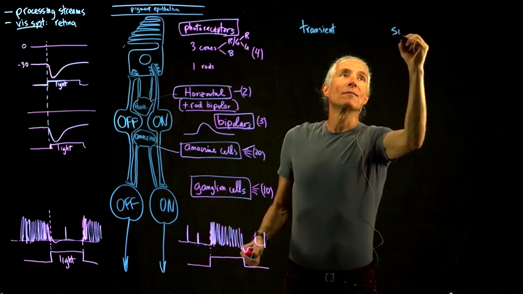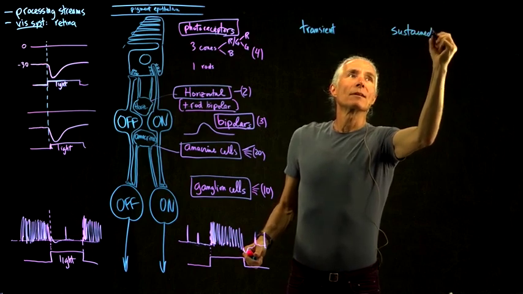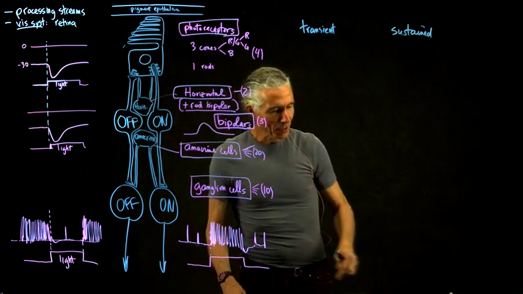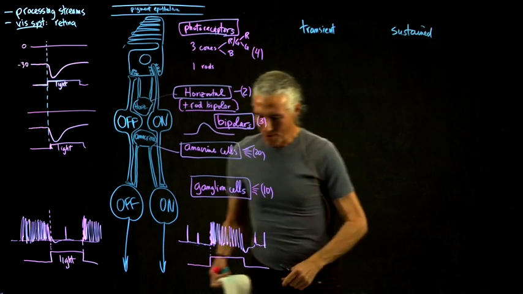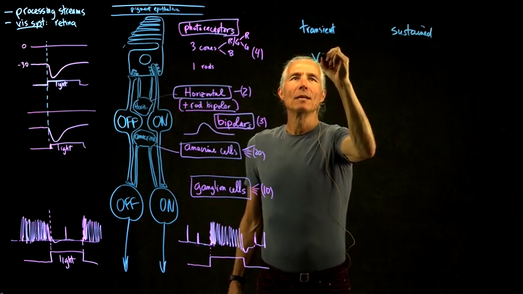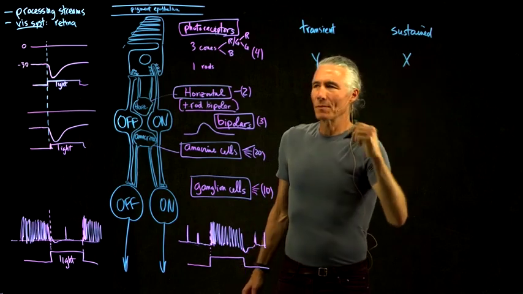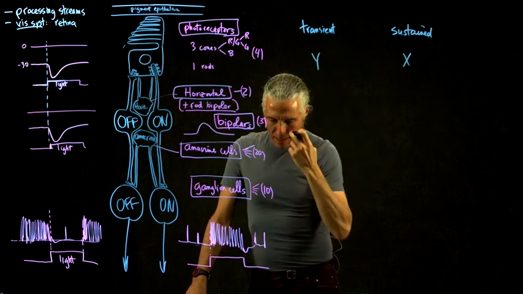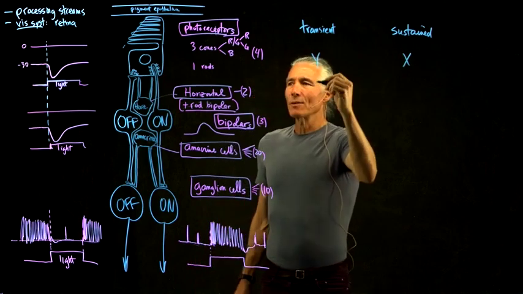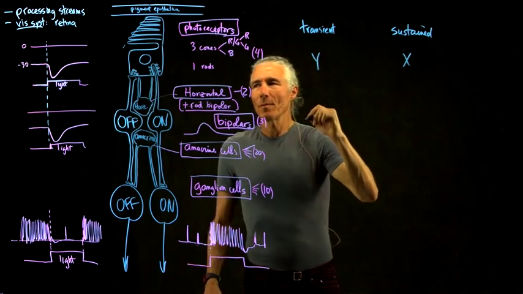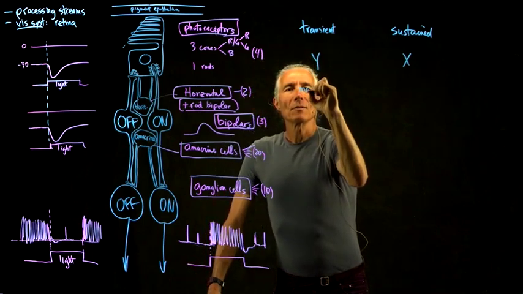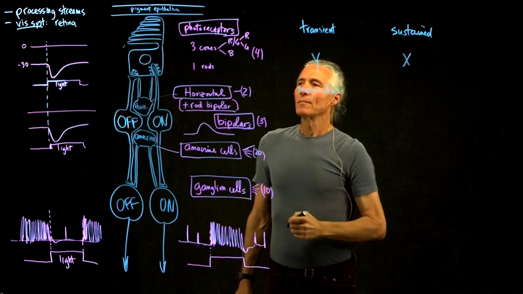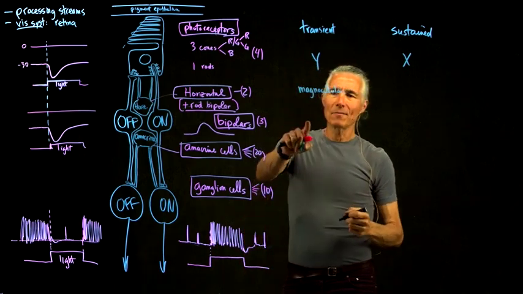If we look at transient versus sustained, in each system they have slightly different terminology for describing the transient and sustained cells. In the visual system, for historical reasons, these are called X and Y cells. So X cells are sustained, Y cells are transient. But one of the things that characterizes transient cells everywhere in the brain or in the retina is that transient cells are bigger. So these sometimes are called the magnocellular pathway, because they have much bigger cells.